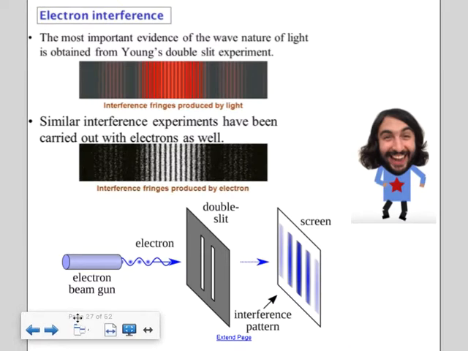Okay. So some more pictures here showing electron interference. The most important evidence of the wave nature of light was obtained by Young, a scientist with the double slit experiment. He took light and had two slits, and here's a beam of electrons, and they bent around it, and he got multiple bands, and everyone's like, what's going on here? And it's just an interference pattern.